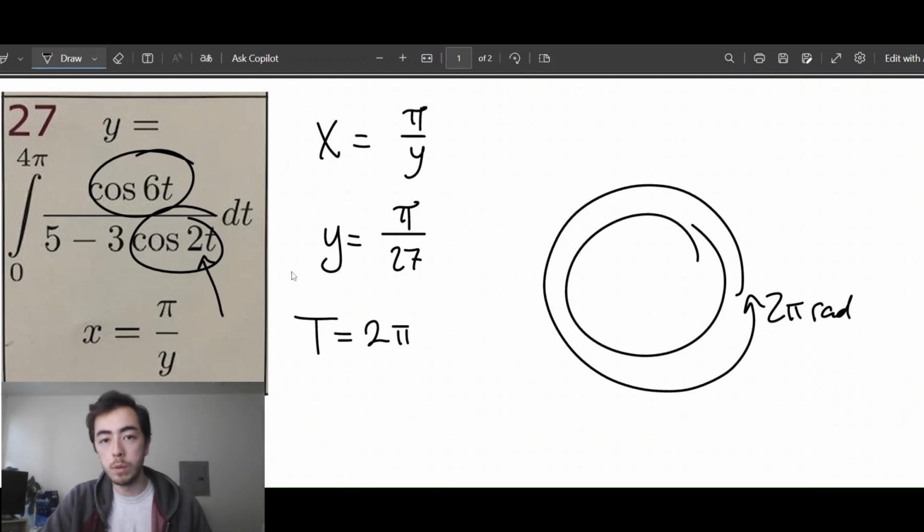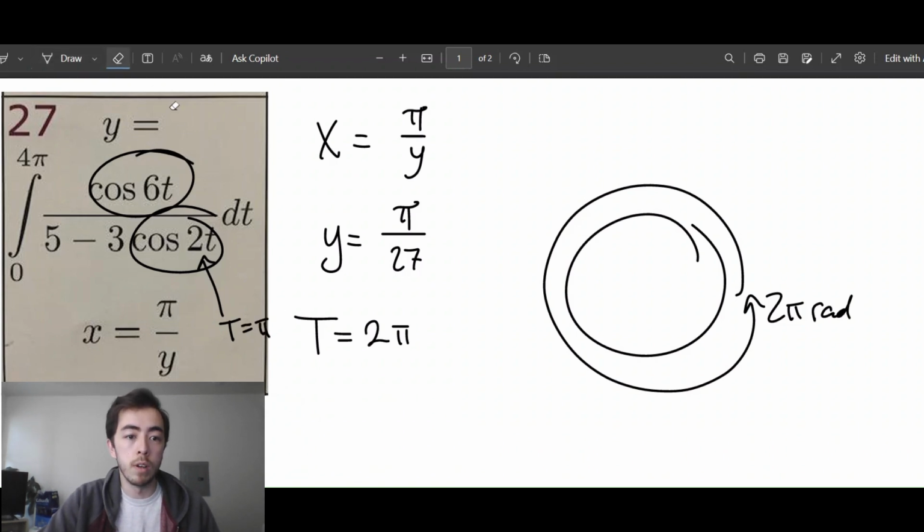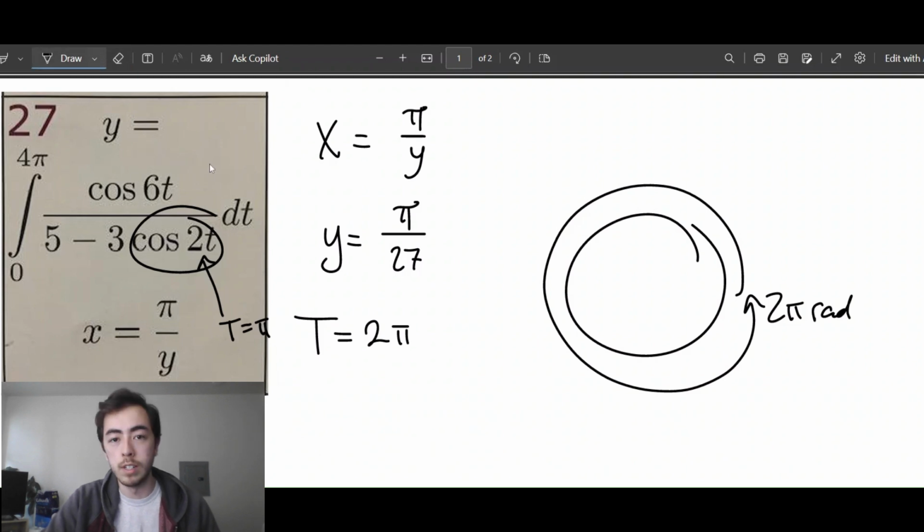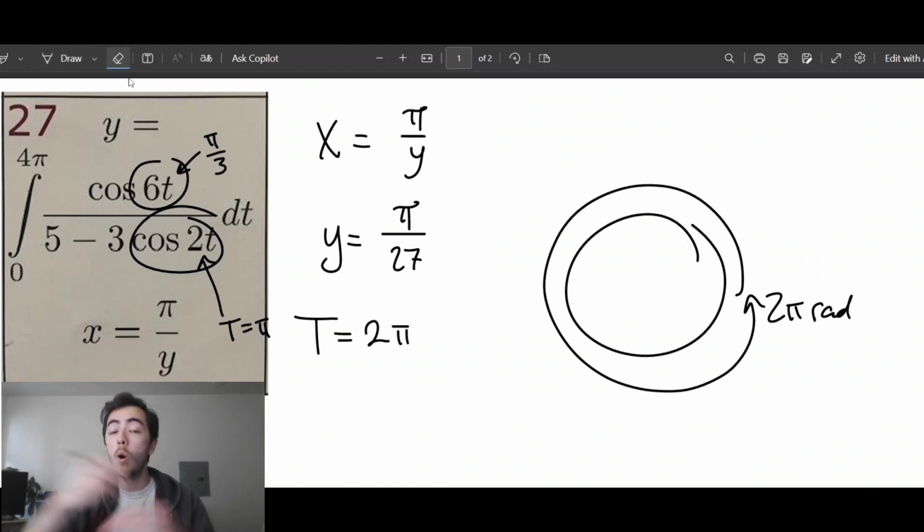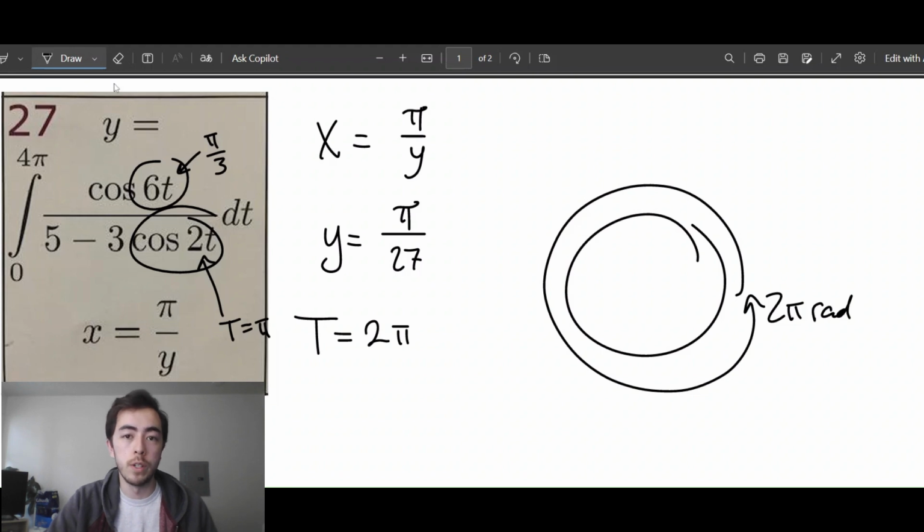And this frequency of 2 just means that we need to divide our period by 2. So the new period of the cosine in the denominator is going to be pi, and the new period of the cosine in the numerator is going to be 2 pi divided by the 6, or pi over 3. So overall, this integrand is going to repeat itself every pi.